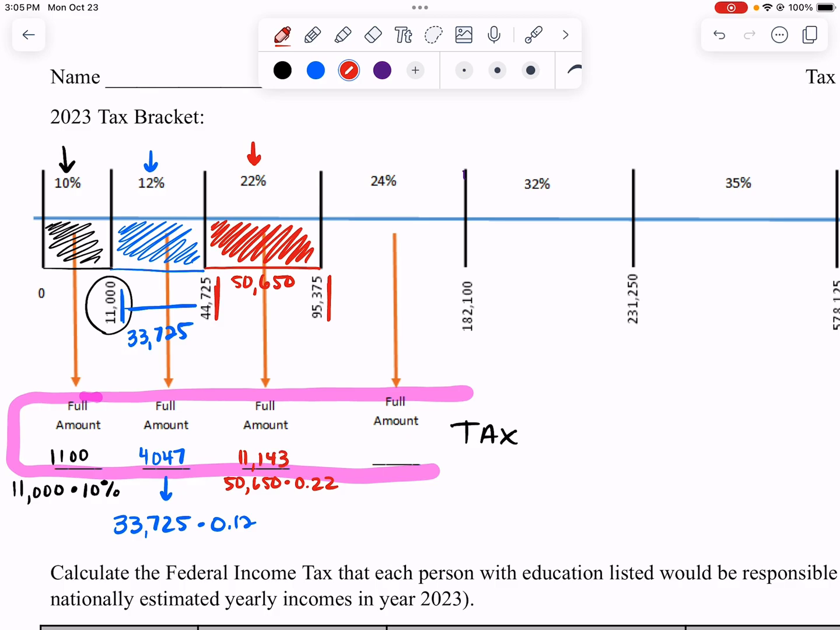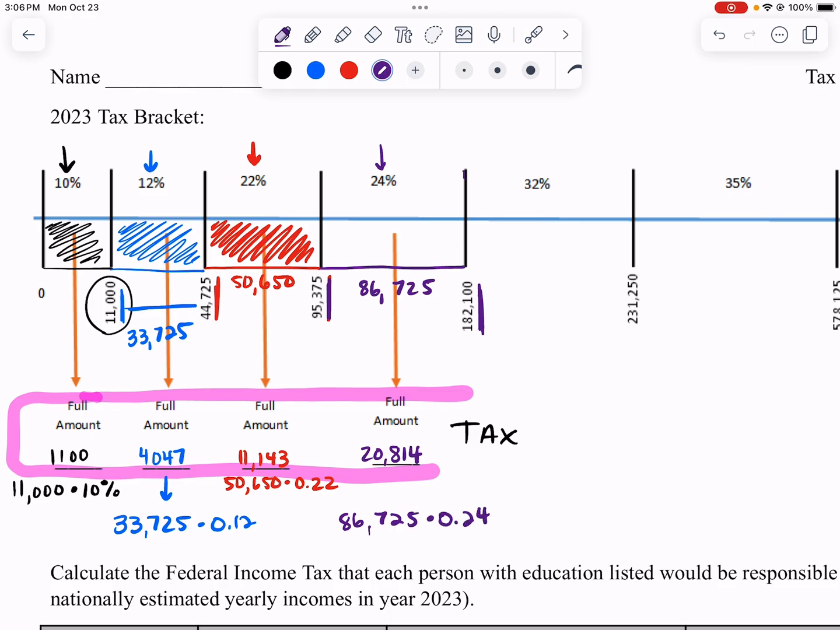And one last bucket that we'll do, because I don't know how many situations we'll have where somebody's making more than 182 grand. This bucket starts at 95,000 and ends at 182,100. So this is $86,725. If you were to fill up that bucket, you would pay 24% of that, which is $20,814. Okay, so this is the basic system that we're going to use to come up with our amount of tax.